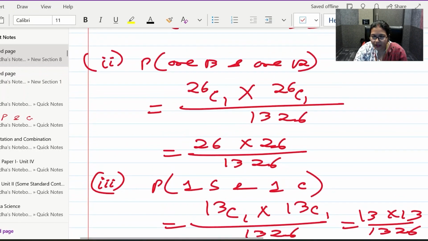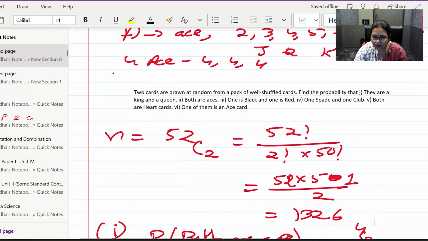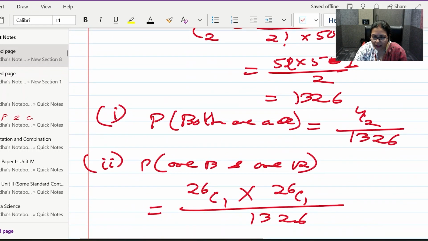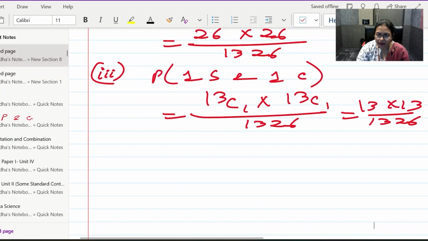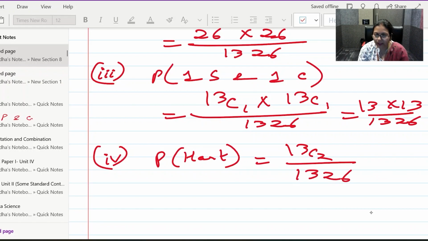The next question is, what I get here? Both are heart cards. Okay, so how many heart cards are there? Each type we have done, there are 13. We have seen that there are 13 cards. So both are hearts, right. So from 13 we are selecting 2, divided by 1326. Again you have to simplify and get the answer.